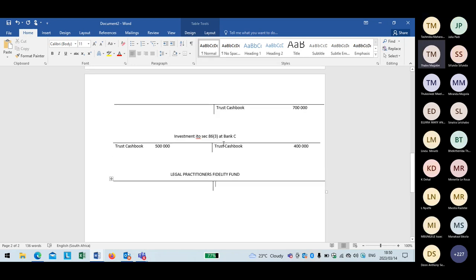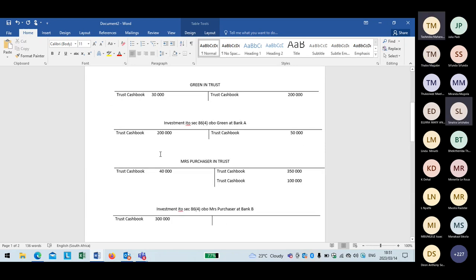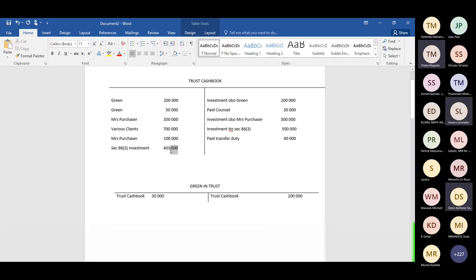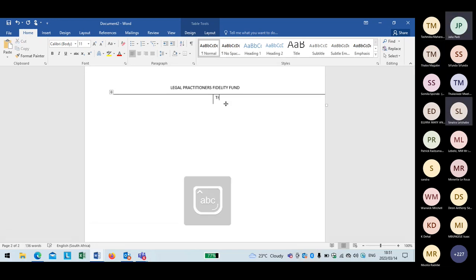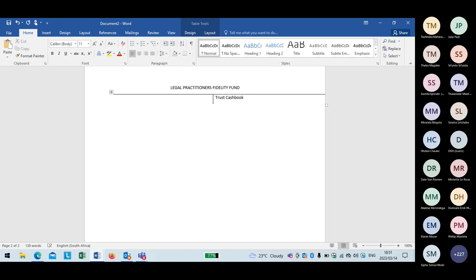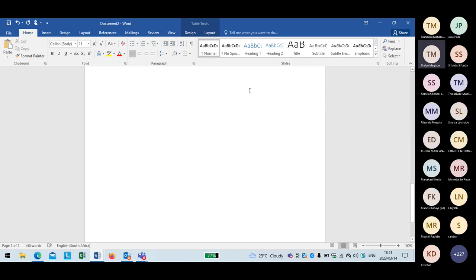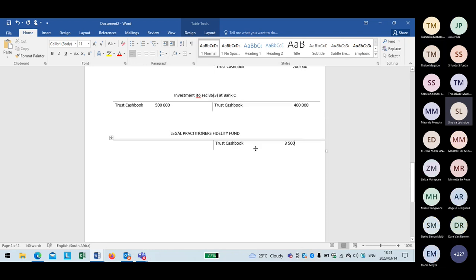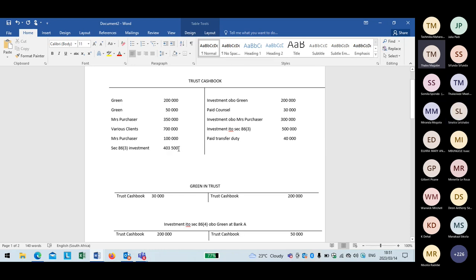We are not leaving it as is, because we are going to credit the interest. Remember, do you see this 3,500? It is going to be credited on the Legal Practitioners Fidelity Fund account here, and your narration will be trust cash book. The amount is 3,500. So you will see that the credit entry on the Legal Practitioners Fidelity Fund of 3,500 corresponds with the debit entry in the trust cash book on the capital plus interest. So the 3,500 has been dealt with.